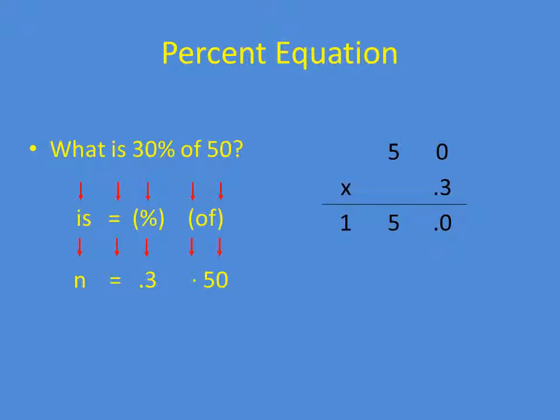Here's my multiplication. So I've got 50 times 0.3. You've got to remember that since I have a decimal in my problem, when I'm multiplying, I've got 1 digit behind the decimal, so that's how many places I'm going to bring that decimal into my answer. So I end up with 15. So now that I know that n equals 15, 30% of 50 is 15.